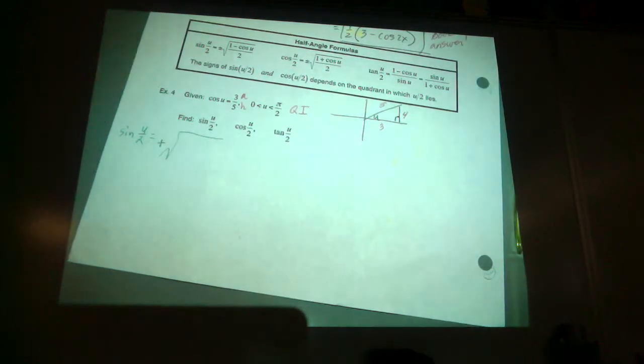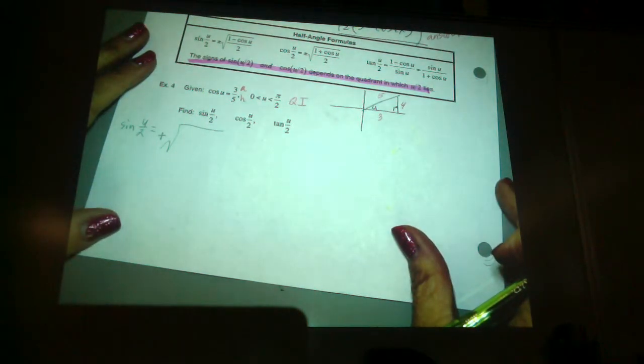And you might want to highlight this. The sign of your half angle for sine and cosine depends upon the quadrant in which that half angle ends up lying. So that's why I choose plus. Then I've got 1 minus.